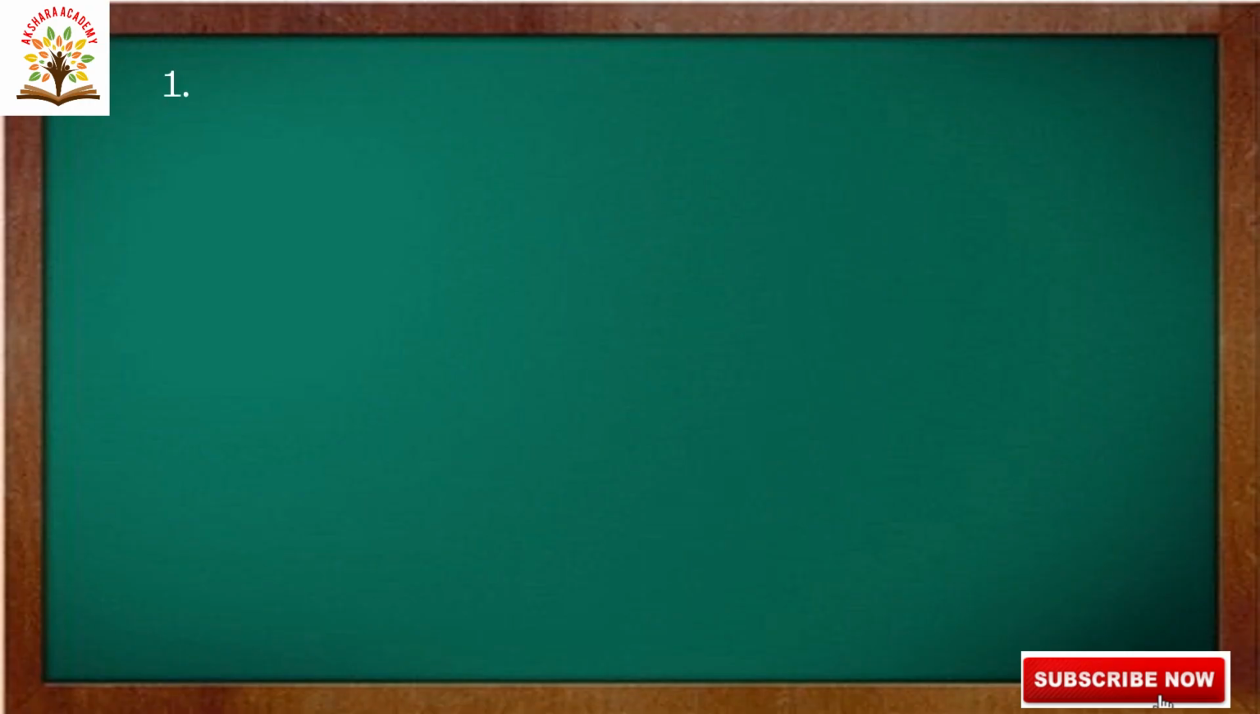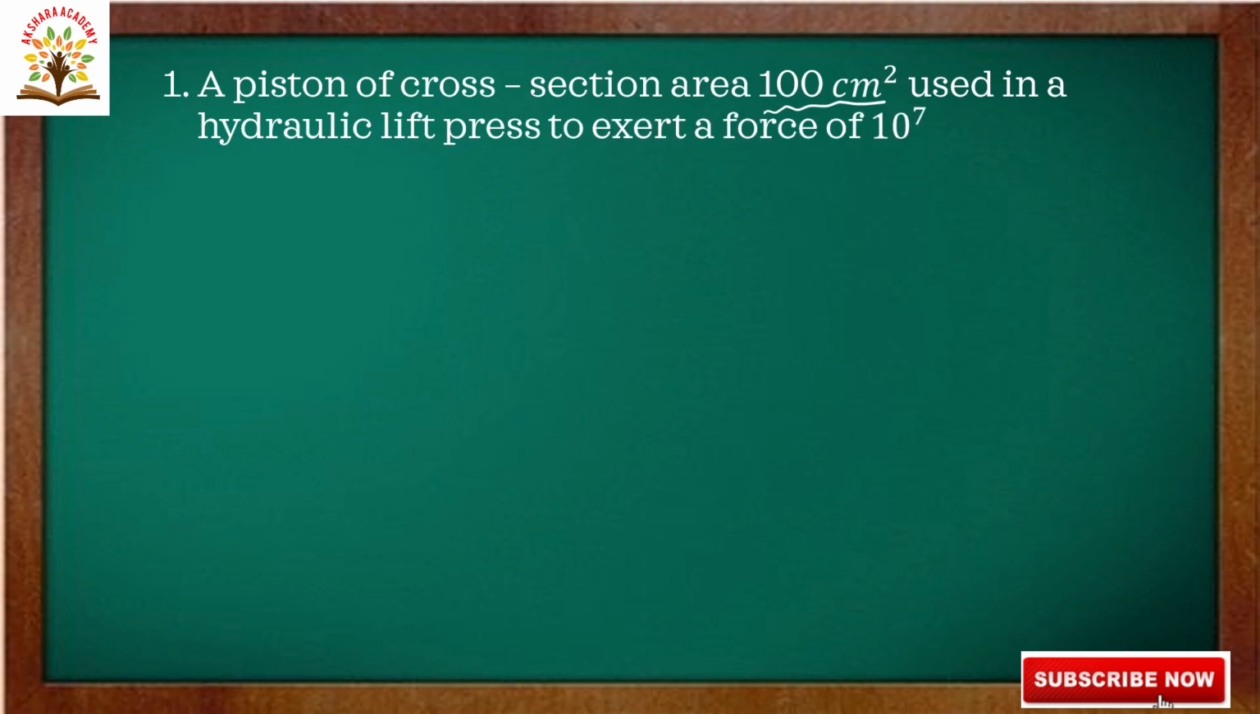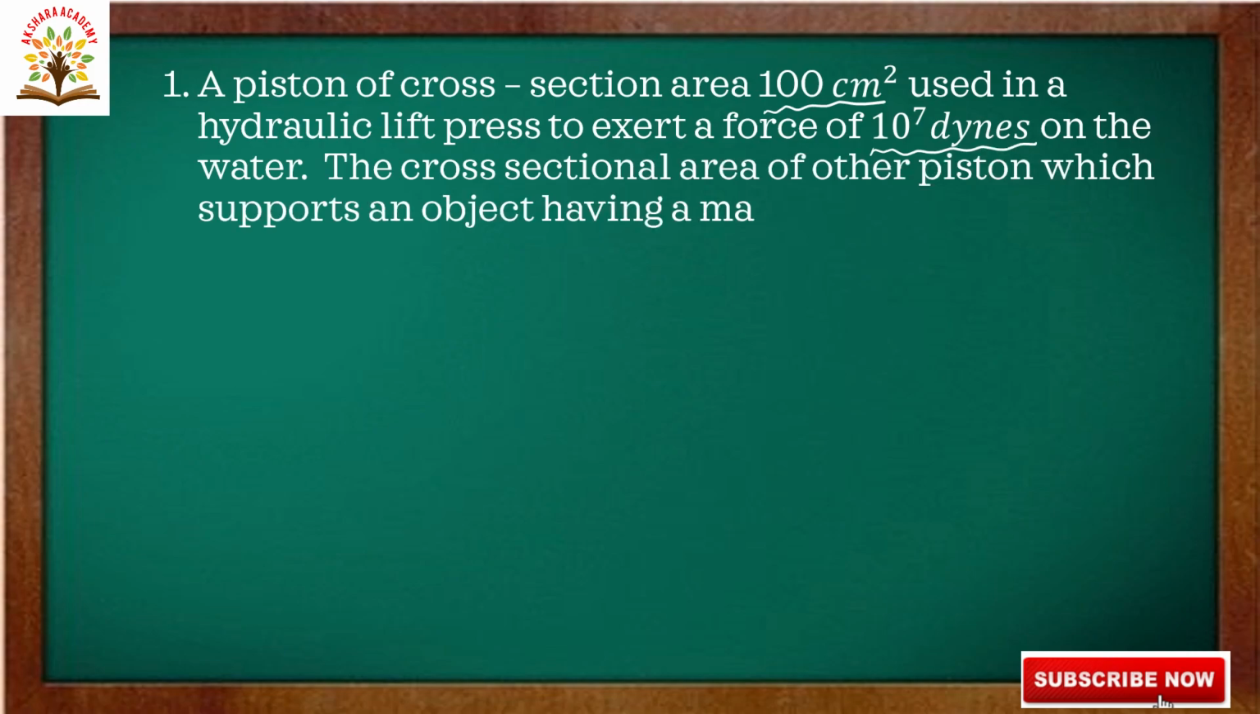Let us go. In this question, they given a piston of cross section area 100 cm square used in a hydraulic lift pressed to exert a force of 10 to the power of 7 dynes on the water. The cross sectional area of other piston which supports an object having a mass 2000 kilograms is, they given g as 10 meter per second square. Now let us go to the solution.